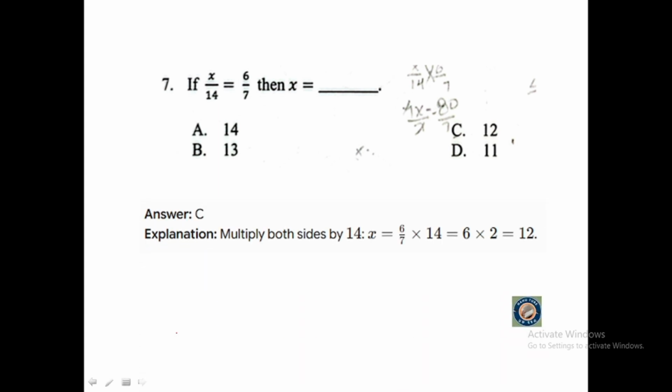The answer is 12. Multiply both sides by 14. Hence, x is equal to 6 over 7 times 14, which is equal to 6 times 2, that's 12. So the correct answer is 12. While calculating this, you can cancel 7 by 7, and 14 by 7 will be 2. Hence, 6 times 2 is equal to 12.